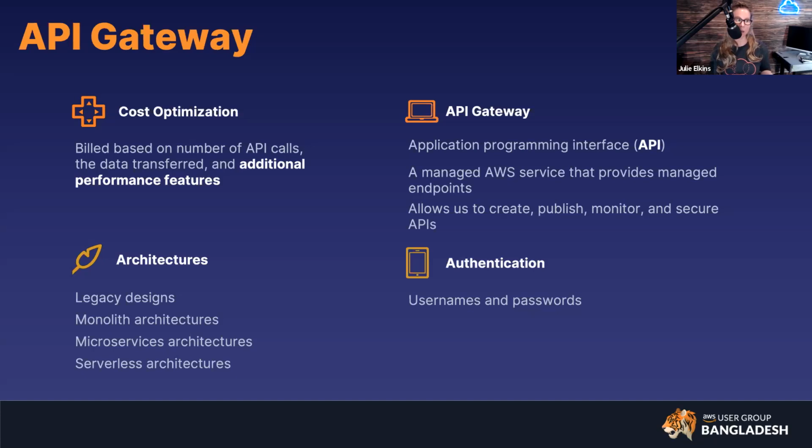And with API Gateway, we can create, publish, monitor, and secure our APIs. And this is really great for our serverless architectures because it's delivered to us as a service. API Gateway is billed based on the number of API calls, the data transferred, and any additional performance features that we add. API Gateway can also work with different architectures too. It can work with legacy designs, monolithic architectures, microservices, and also serverless architectures.